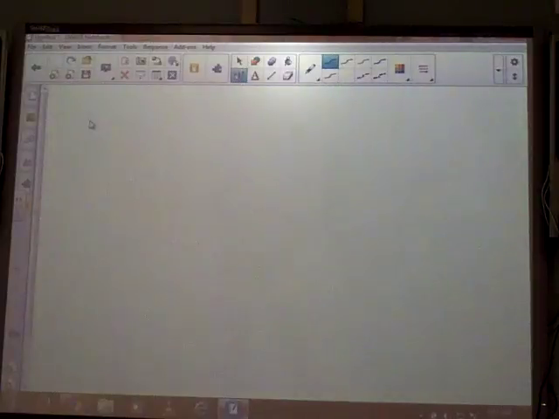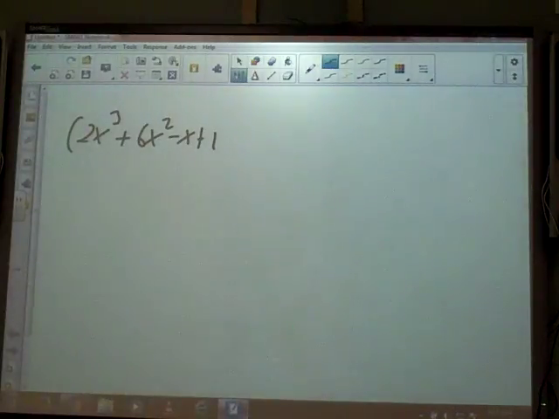Alright, here I've got 2x cubed plus 6x squared minus x plus 1. And we want to subtract 8x cubed. And it stopped again. Okay.